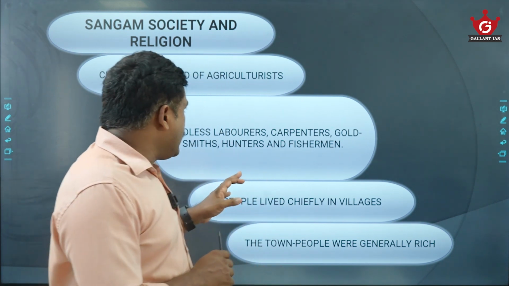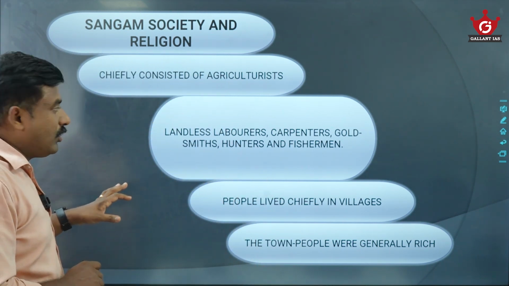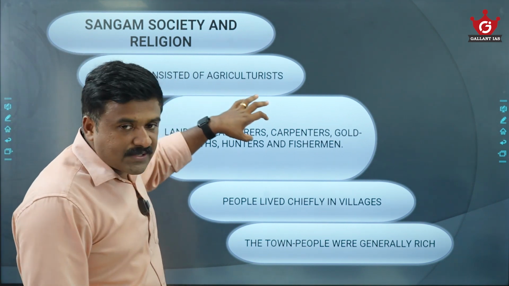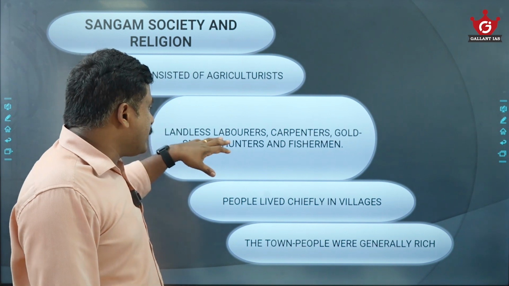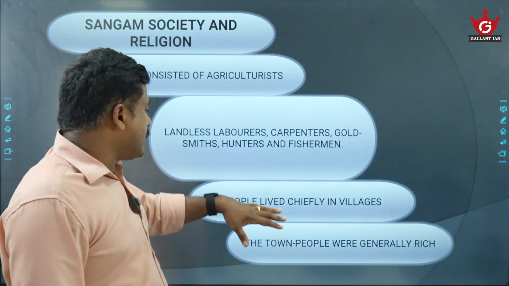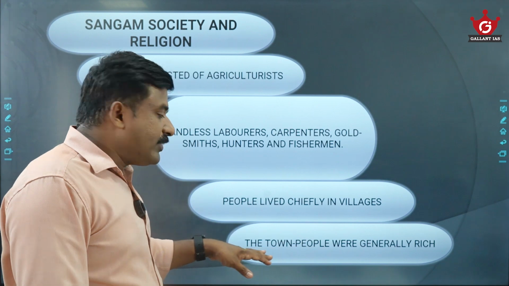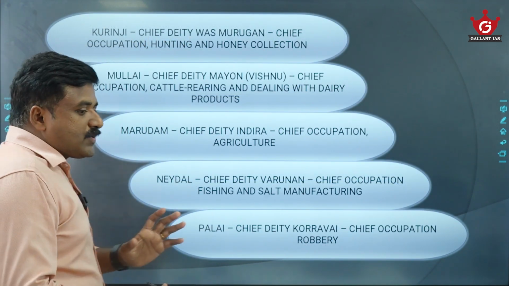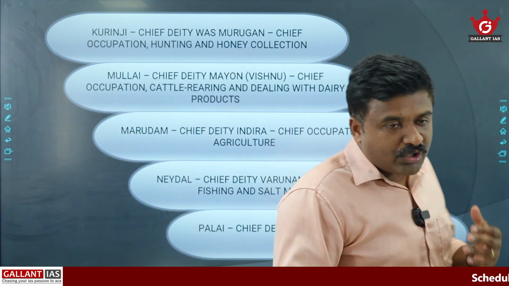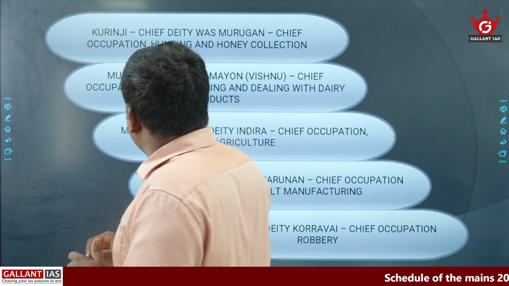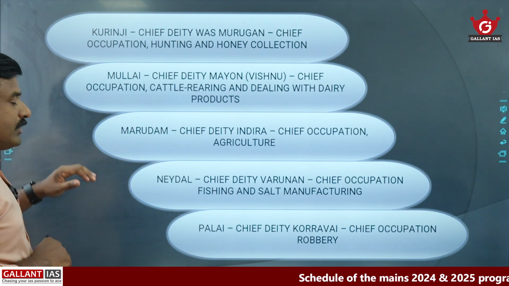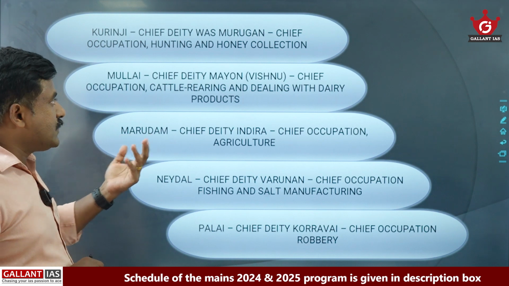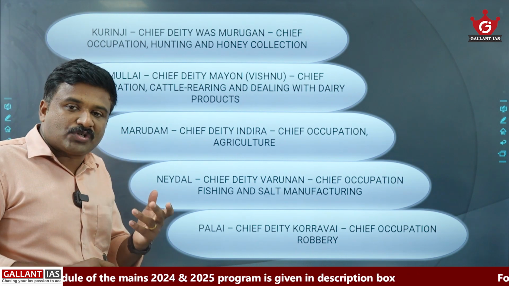Okay. So have an idea how Sangam literature talks about society and religion. They say society mainly consisted of agriculturists, then landless labor classes, carpenters, goldsmiths, hunters, and fishermen. People mostly lived in villages, and town people were generally rich. Then they say social divisions and class occupational divisions are there. Kurinji: the people's chief deity is Murugan, and their occupation is hunting and honey collection. They are mainly forest dwellers.